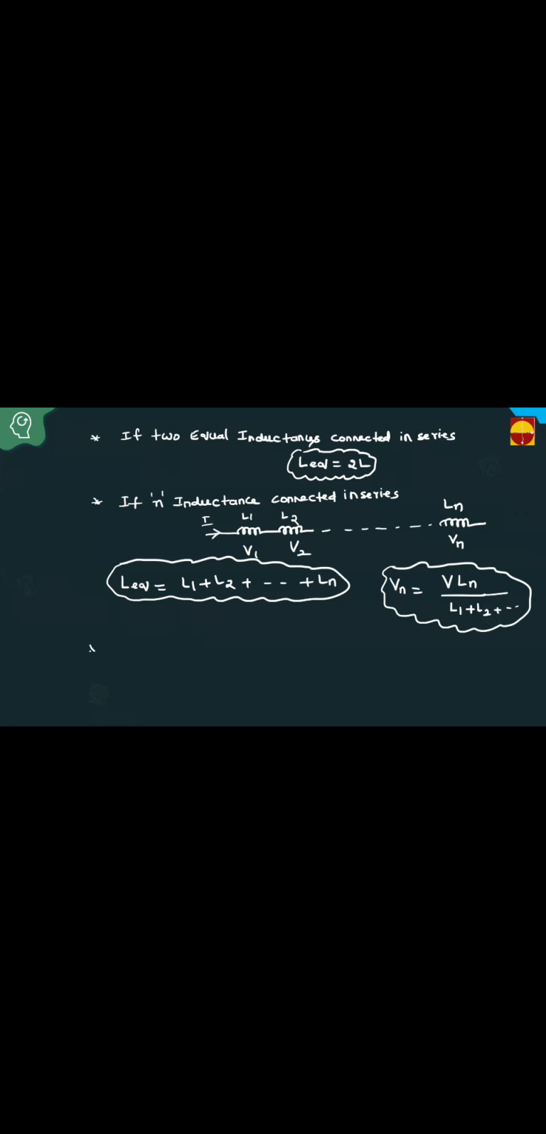If n equal inductors are connected in series, then what is L equivalent? L equivalent equals n times L. Yeah, this is the series connection of the inductors. And what is the series connection of the capacitors?